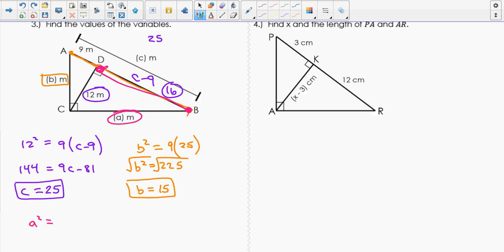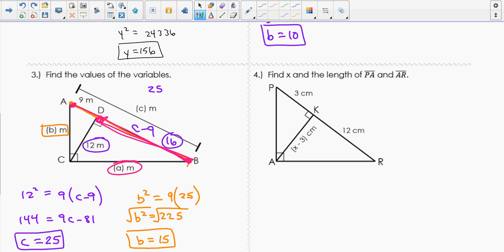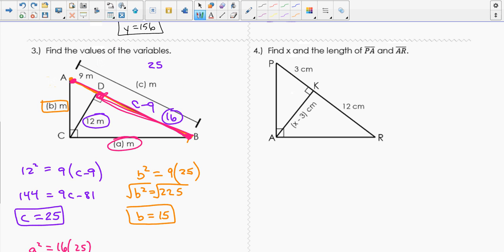Okay, so I look back at my hypotenuse. This is my short length, which I figured out was 16. And my long is from B all the way to A, which I figured out was 25. So this tells me that A squared equals 400. And when I take the square root of 400, I get 20. So A equals 20. So I know A, I know B, I know C, and that's all I need to do. Okay, move on to the next one.